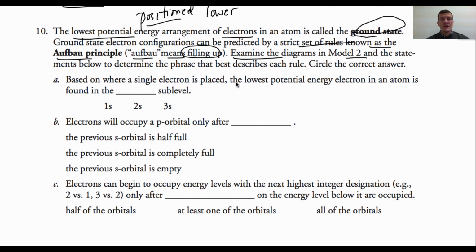Based on where a single electron is placed, the lowest potential energy electron in an atom is found in the 1s sublevel. Okay? 1s is the lowest possible energy position. B. Electrons will occupy a p orbital only after you first fill the s orbital. S gets filled first. It's lower in energy than p. So the previous s orbital must be completely full. Then you would move up to the p orbital.